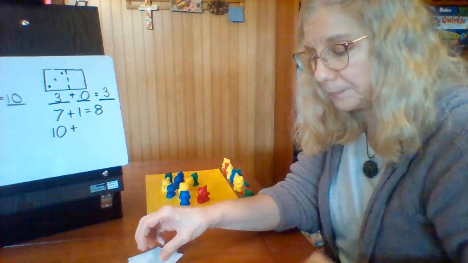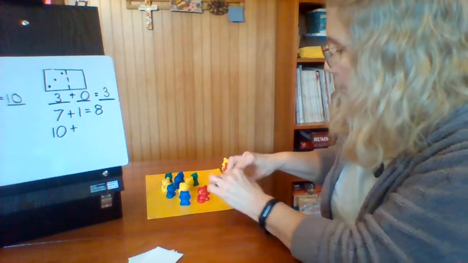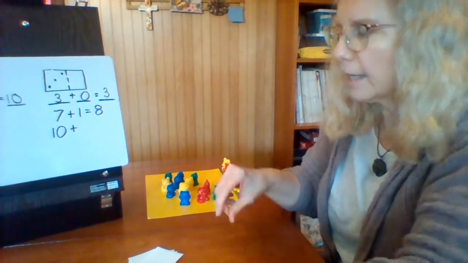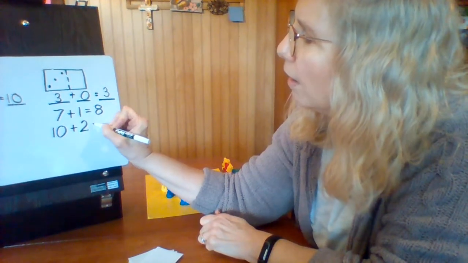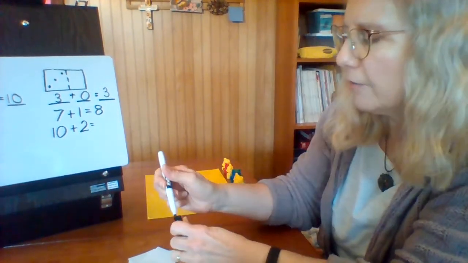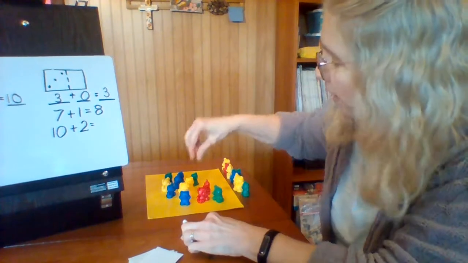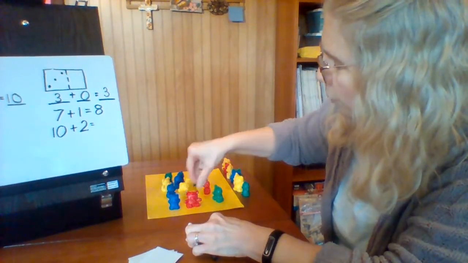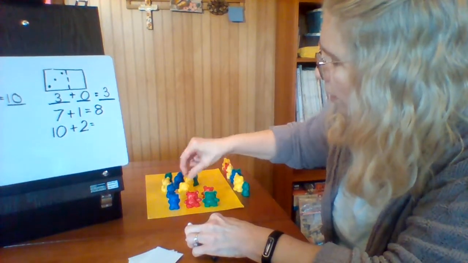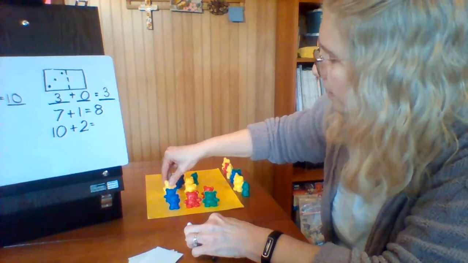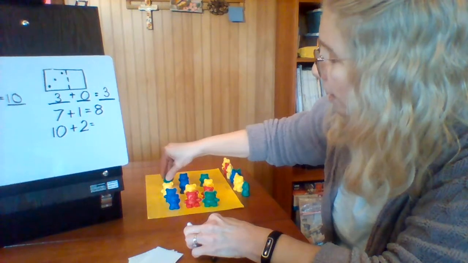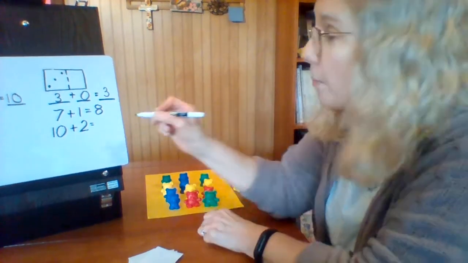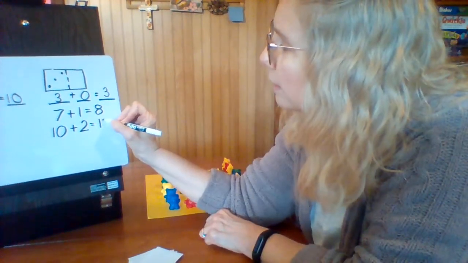2 more. So 1, 2. So now we need to put a 2 here. And we are going to count all the bears and find out how many we have all together. Count with me. 1, 2, 3, 4, 5, 6, 7, 8, 9, 10, 11, 12. Wow, we have 12 bears in the pool.